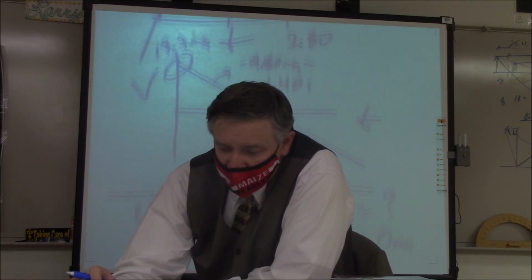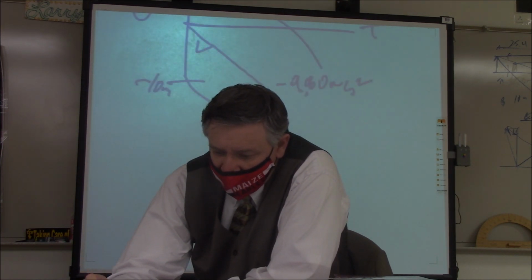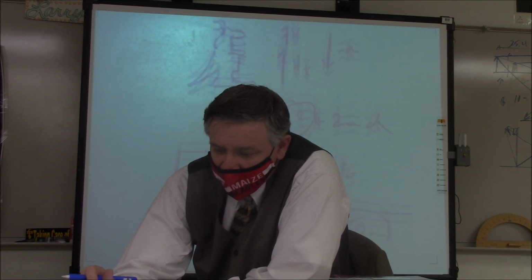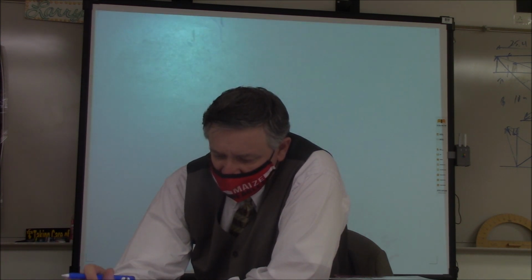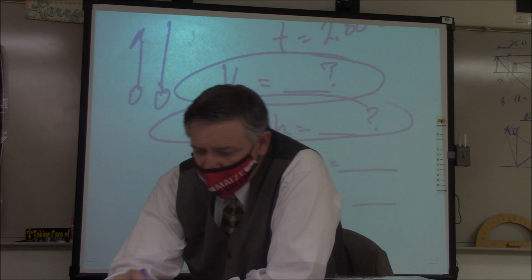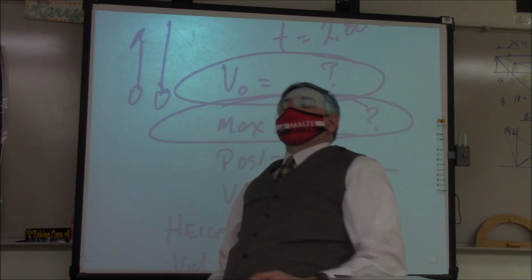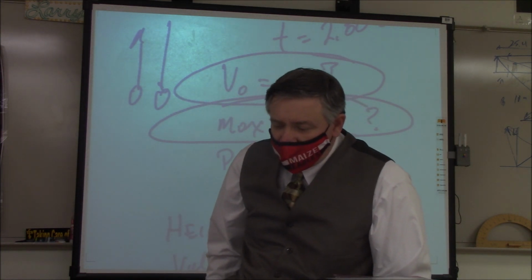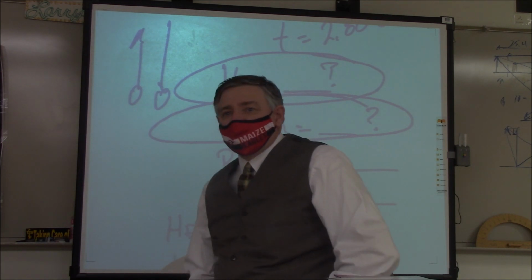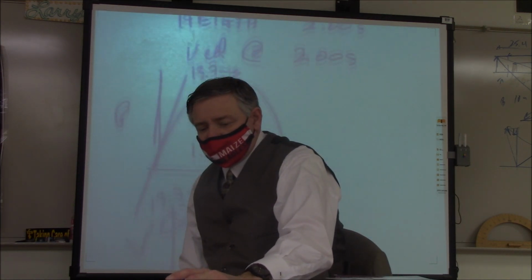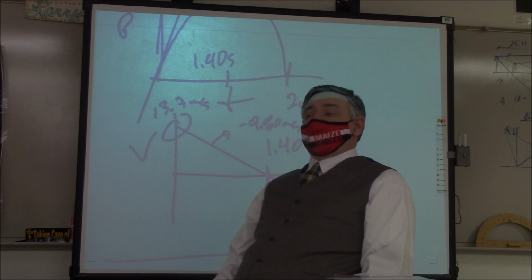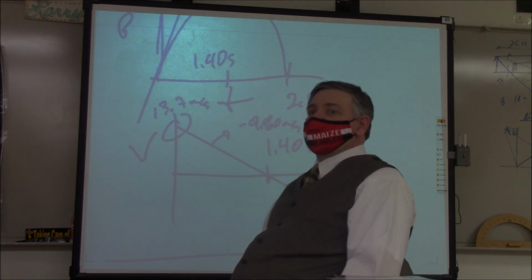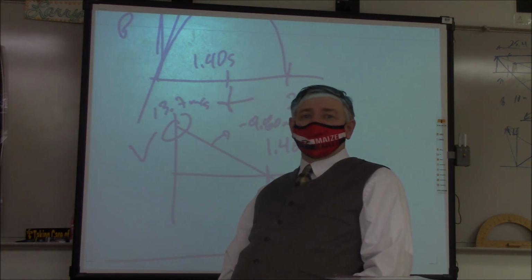Okay, so we got that. Now we need to find the maximum height. There are like 3 different ways you can find the maximum height. So what's one way that I could find it? I've got this nice velocity time graph. How can I use my velocity time graph to find my maximum height?